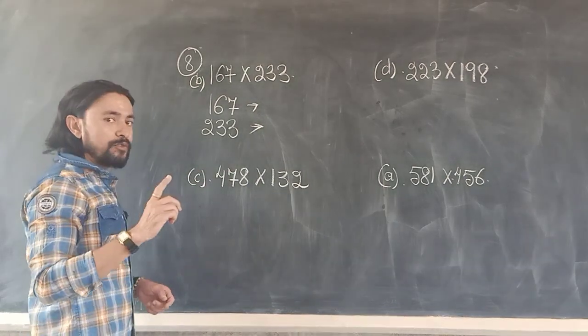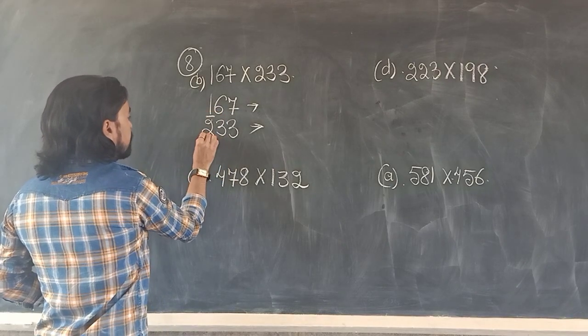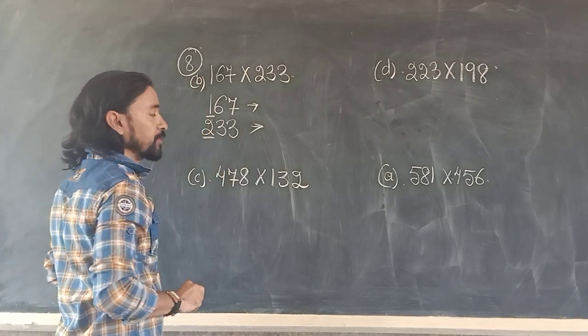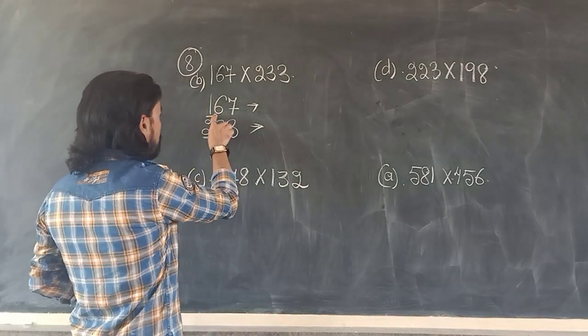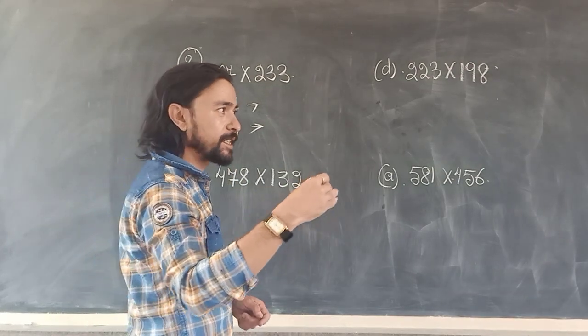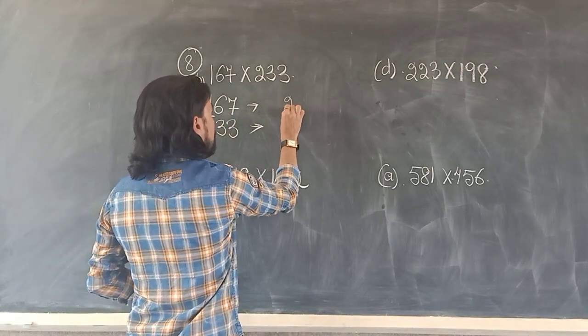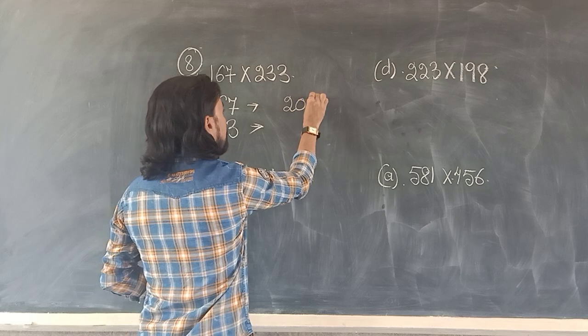I am rounding off to the nearest hundreds. So I underline the place value of hundreds. After 1 is 6. 6 comes in the second category: 5, 6, 7, 8, 9. So this 1 will increase by a digit and it will become 2. The remaining digits become 0.